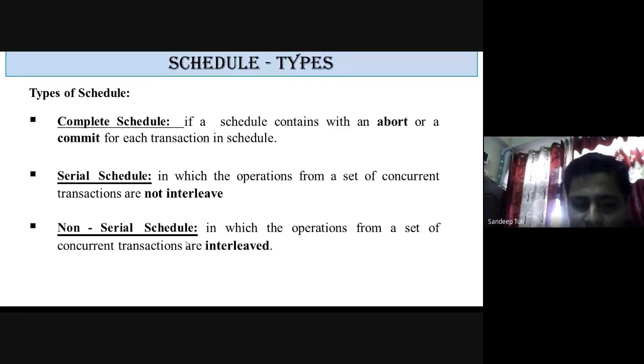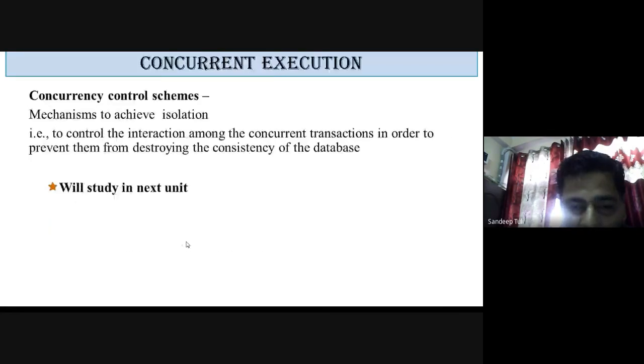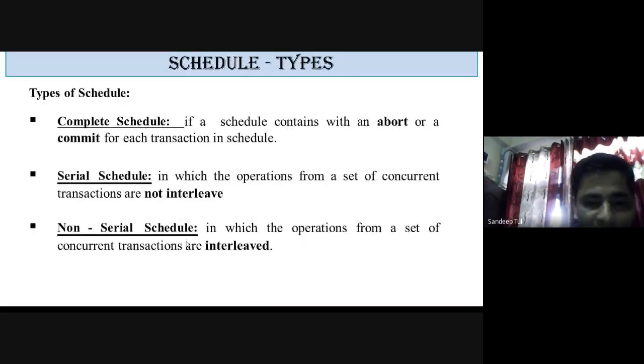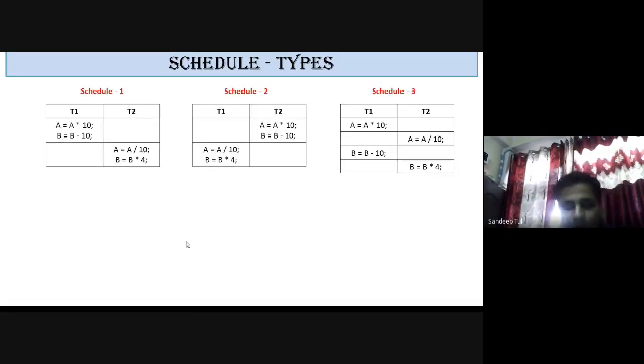Now serial schedule and non-serial schedule are the 2 kinds of schedules in which the operations from a set of concurrent transactions are, or are not, interleaved. Where there is no interleaving, it will be a serial schedule. I have already taken the example. If T1 executes completely and after that T2 starts, then it is serial order. And what you are seeing on your screen right now is interleaving. So serial schedule means one transaction starts only after the completion of the other transaction; otherwise it is a non-serial schedule.